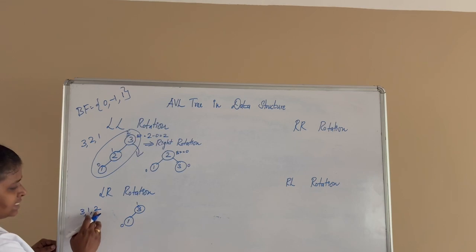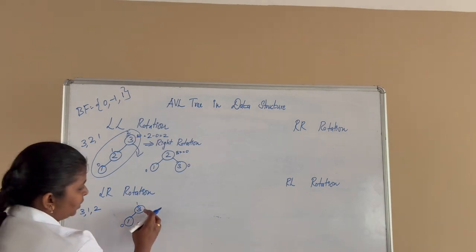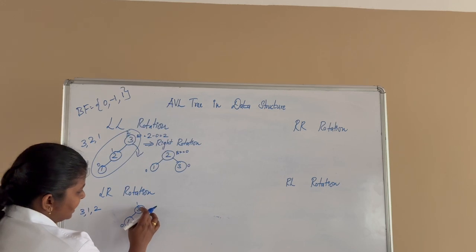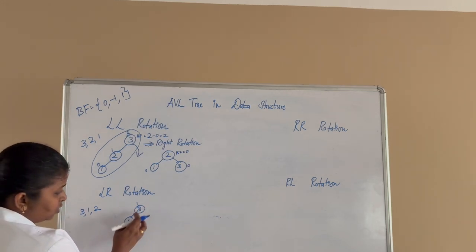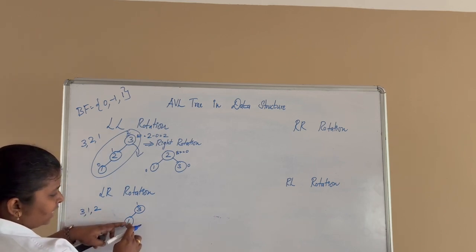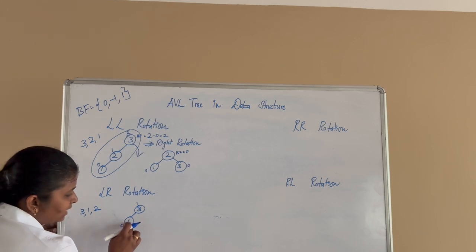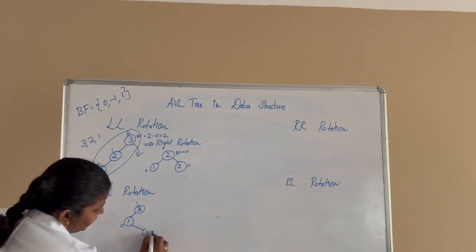Now we have to insert one more node, that is 2. We have to check it with the root node. It is less than the root node, so it comes towards this node, and we have to check the value 2 with the already existing node value 1. It is greater than 1, so it is inserted as a right child.